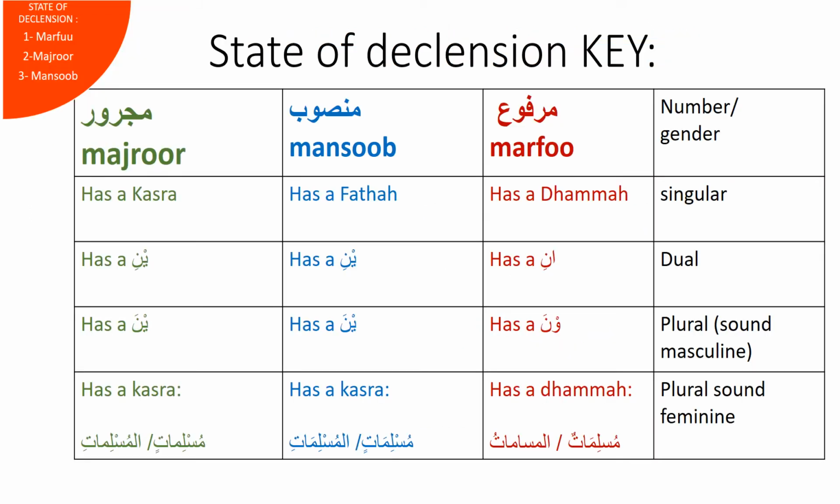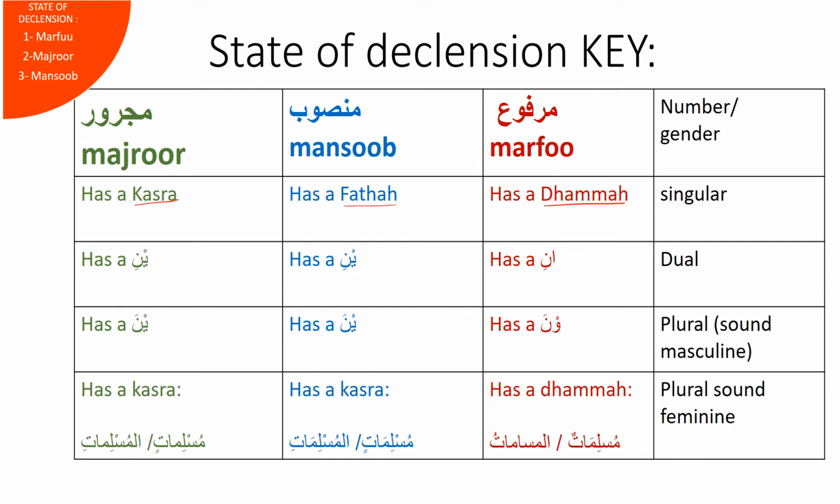And for the state of declension, we have pretty much gone over it in the last few slides, but this is the key that you need for you to understand how it is. So for a singular marfu, it will have a dhamma, like kitabun, for example. For singular mansub, it will have fatha, and for singular majroor, it has kasra. So there's three different options.